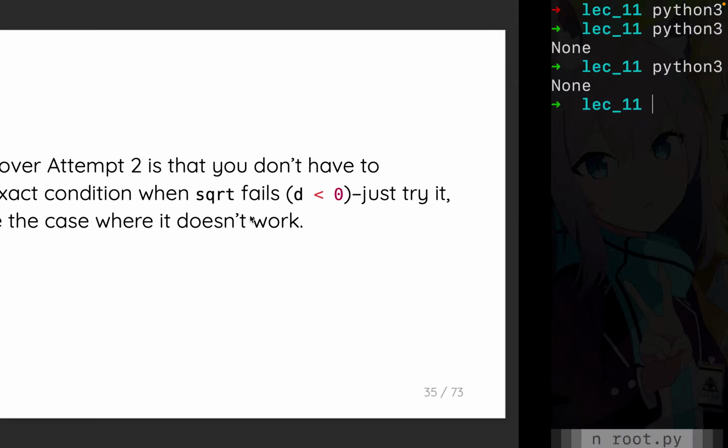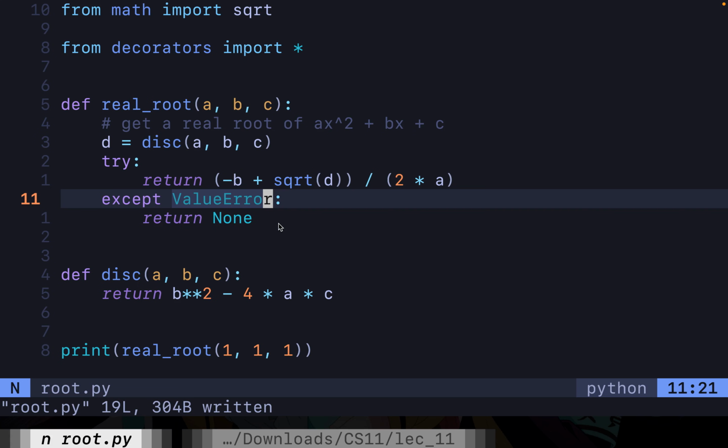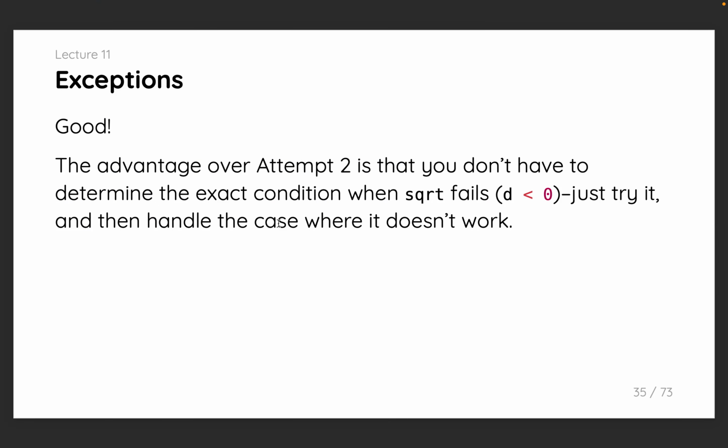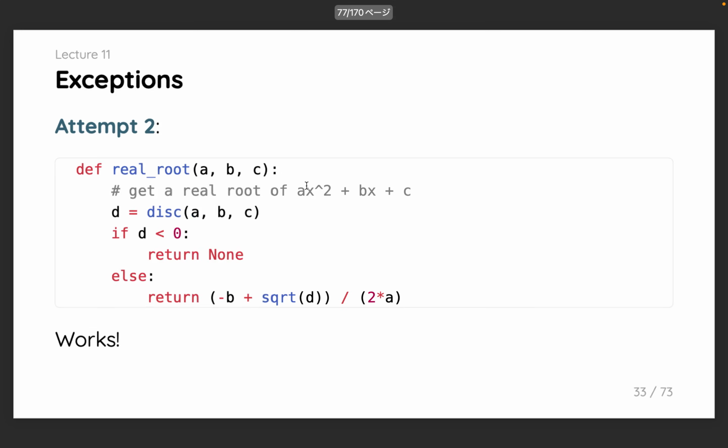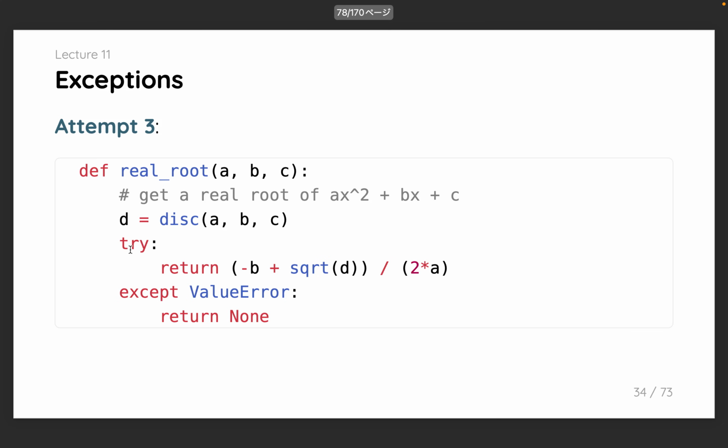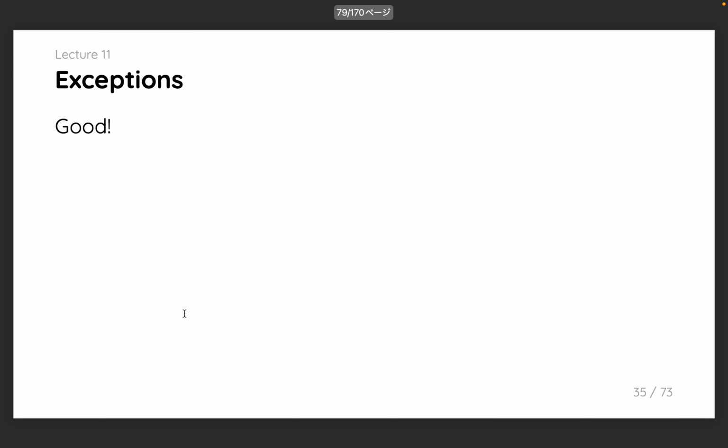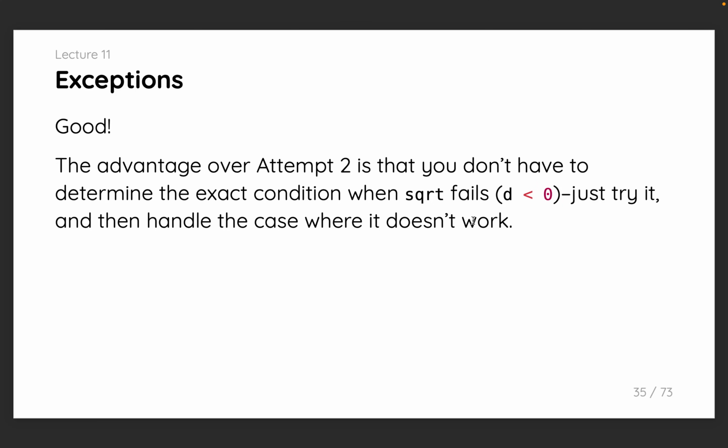Now, what's the advantage of this over the previous implementation, the if-else? Here, you don't really have to determine yourself what the exact condition of failure is. In attempt 2, we explicitly indicated that d is less than 0. If you're unsure about the failure condition, or if you're just too lazy to write it out, you can always just delegate the error catching part to a try except. So yeah, just try it, then handle the case where it doesn't work.